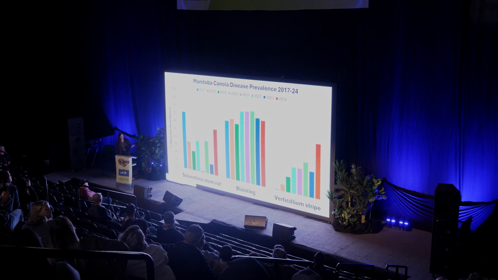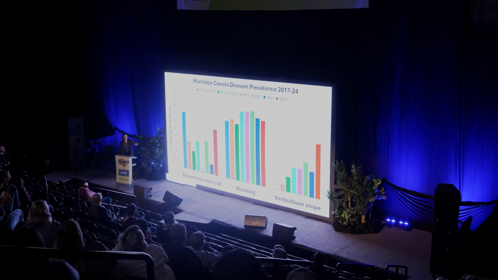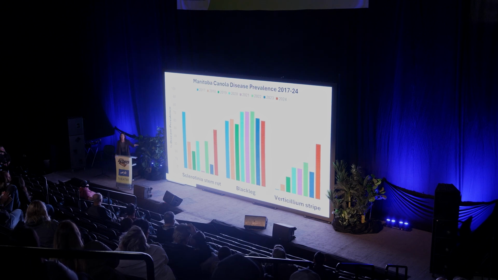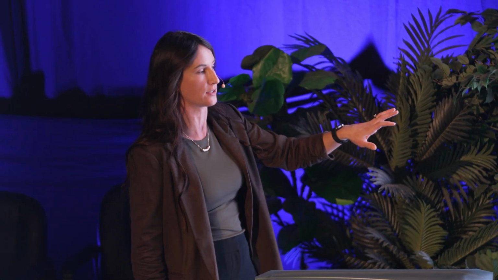So you can see the first one here is sclerotinia. We've got an 8-year period. Over time, sclerotinia is really environmentally dependent. If we have any sort of moisture coming into flowering, that is going to really dictate the pressure of sclerotinia. So you can see the difference there in the number of fields infected.